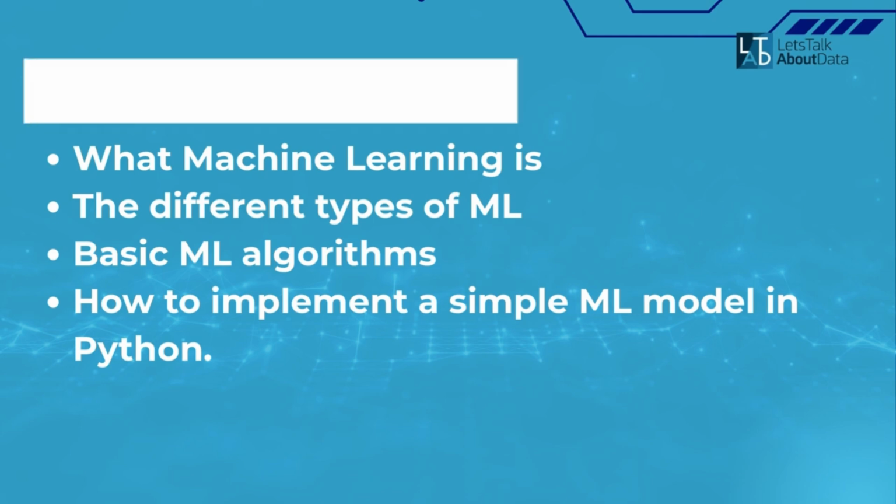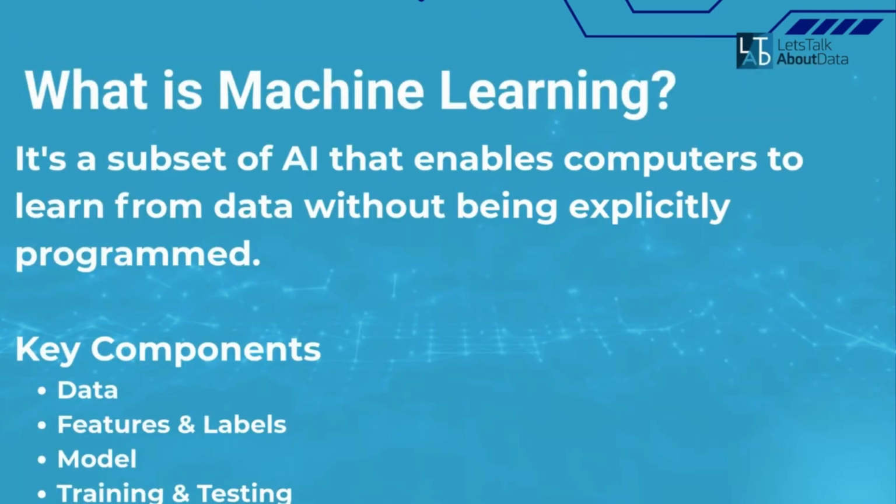Let's get started. So, what is machine learning? It's a subset of AI that enables computers to learn from data without being explicitly programmed. For example, when Netflix recommends shows to you, or when self-driving cars navigate roads, that's machine learning in action.